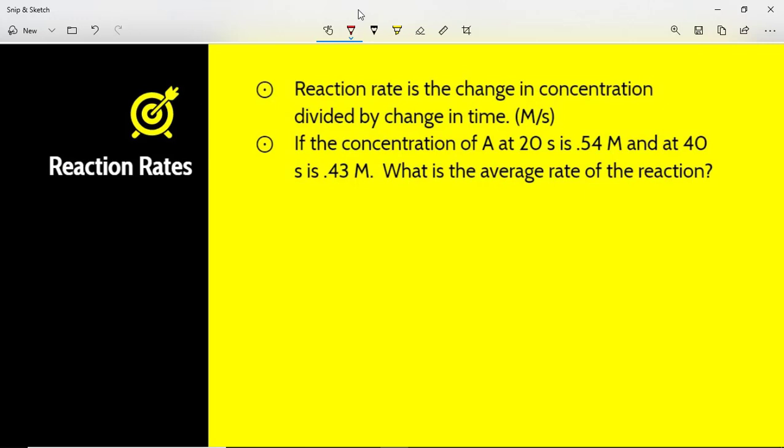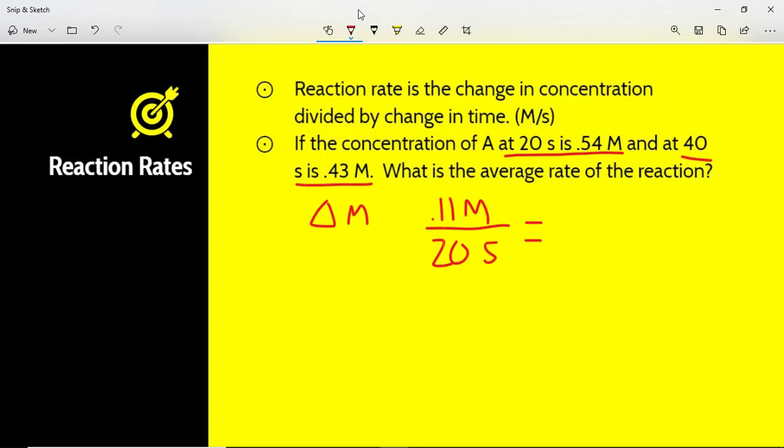So the reaction rate itself is the change in concentration divided by the change in time. So it's pretty straightforward to calculate here. Let's say we have a concentration at 20 seconds of 0.45 moles and at 40 seconds of 0.43 moles, then what is the average rate of the reaction? Well, in order to do that, we need to know the change in concentration and how much time has elapsed. So if we think about it, our change in concentration, 0.54 minus 0.43. So we changed the concentration by 0.11 big M, and that occurred over 20 seconds.